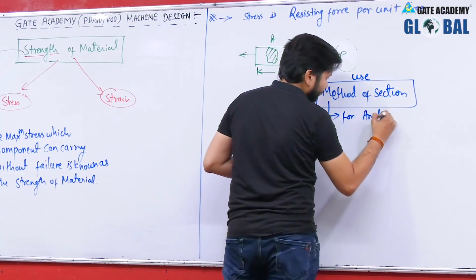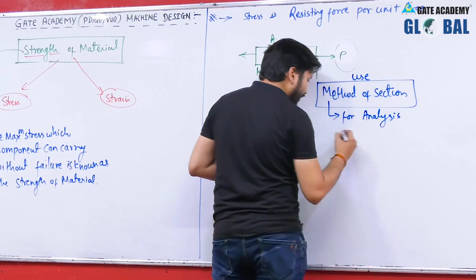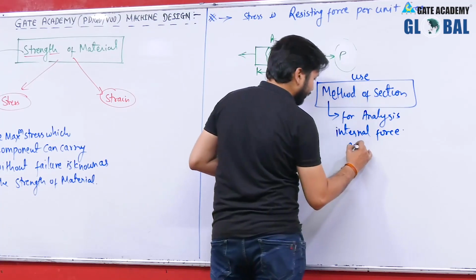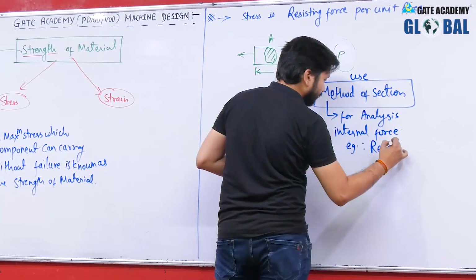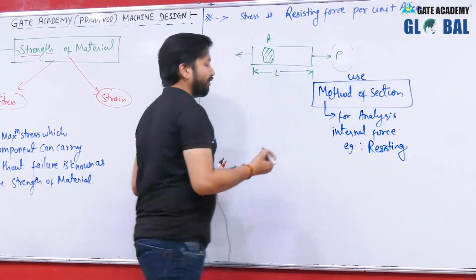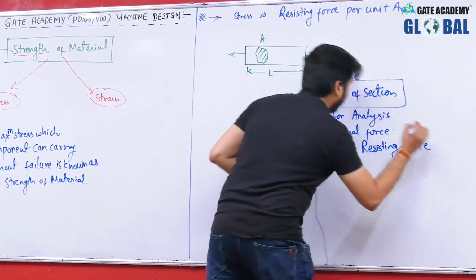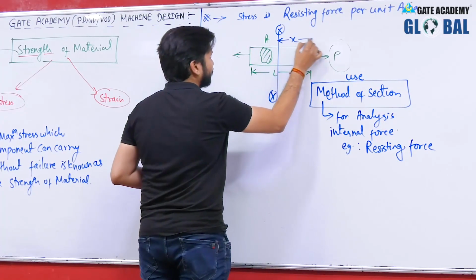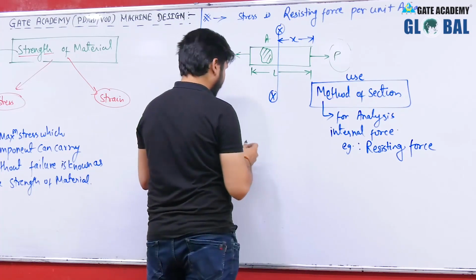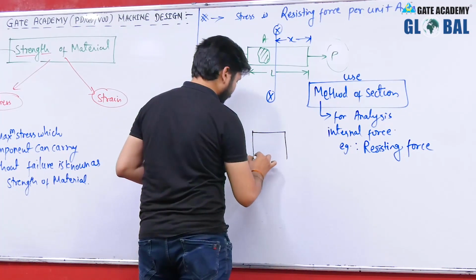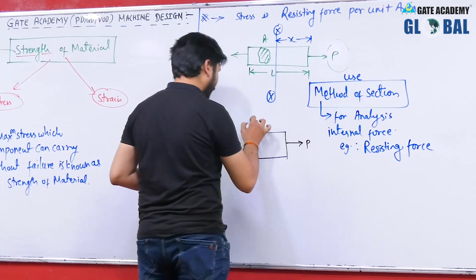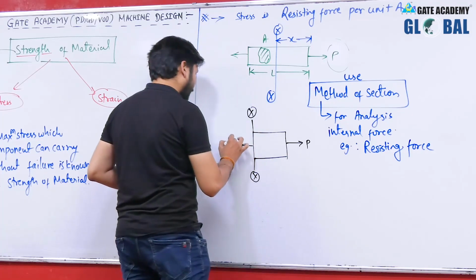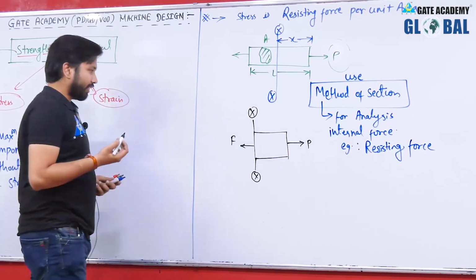So, we will use the method of section for analyzing internal forces, for example the resisting force. So, cut a section at any location, let us say XX is a section located at a distance of x from the right hand, then you can see that this is the external force, this is the section XX, and here we will be having the resisting force F.